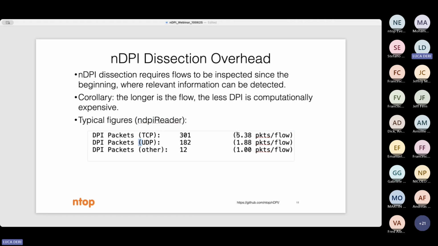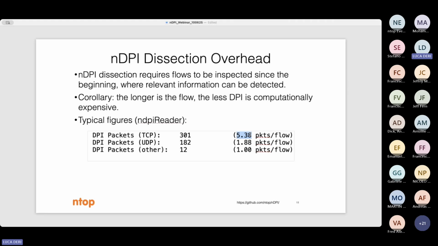So in this case, you will see that on average, with the pcap I've tested, we need about 5 packets, or almost 2 packets for UDP. As you can see, UDP is faster to detect than TCP, but in general, these are the packets that you need per layer 4 protocol. So therefore, it looks pretty reasonable to me, okay? It is not a lot.